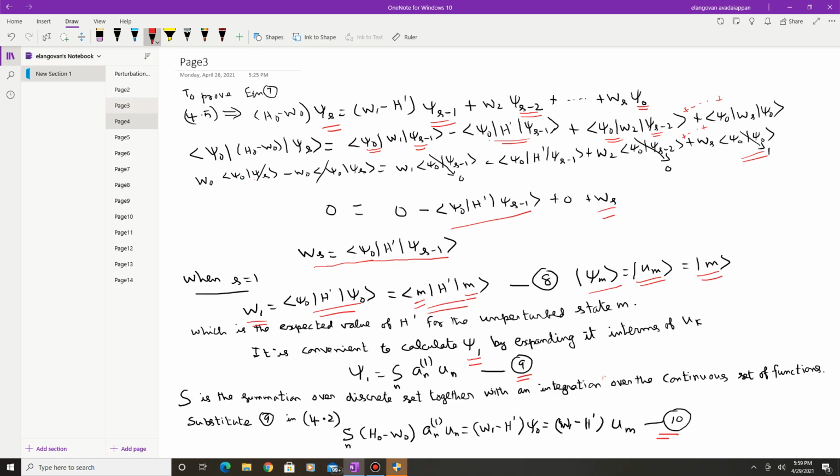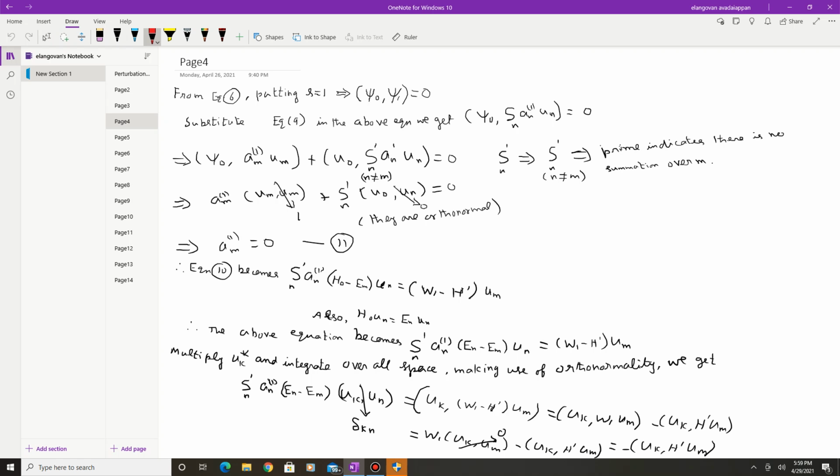Now from equation 6, you put s equal to 1. We already mentioned that (ψ0, ψ1) is equal to 0. Therefore, substituting equation 9 in the above equation, we get (ψ0, ψ1) equal to the summation over n of an1 un, which is equal to 0. And this can be split into two parts. One is, you put n equal to m, that term alone is separated out, am1 um. And the remaining terms are an1 un, summation over n, and since we have taken the mth term outside, the remaining terms are n not equal to m. So this is equal to 0.